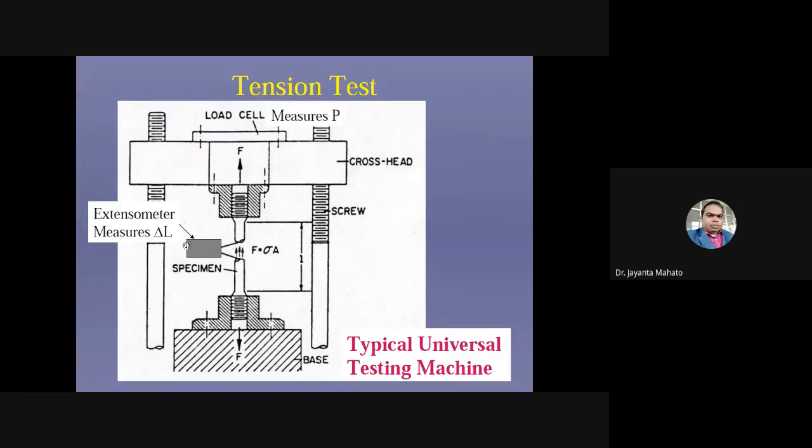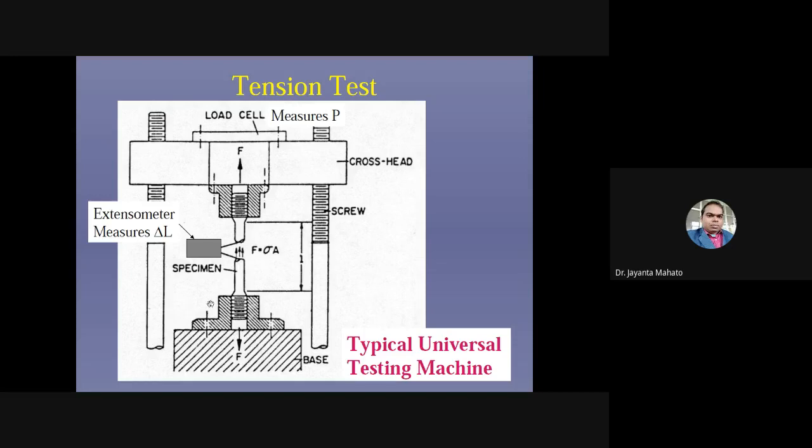You can also measure the strain or elongation by the change in position of the crosshead. This is called the crosshead, and it will move downward. From the position change of this crosshead you can also measure the strain value, but this strain value is not correct. To get the correct value, you have to attach an extensometer, which gives the correct elongation value.